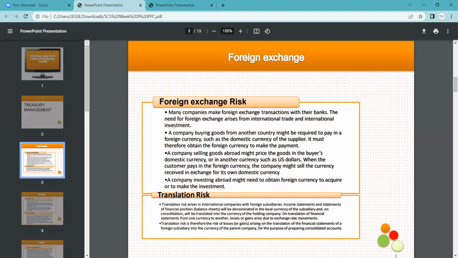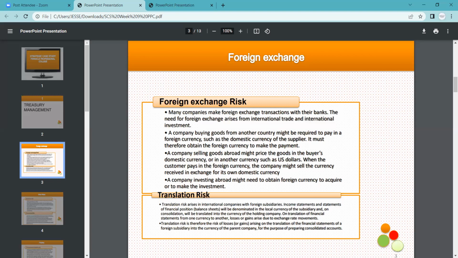When the customer pays in the foreign currency, the company might sell the currency received in exchange for its own domestic currency. A company investing abroad might need to obtain foreign currency to make the investments. Now, we already talked extensively about this, right? So foreign exchange risk, essentially, what is it? As I've explained, you might have an idea of what it is. It's important to get an understanding of it rather than just memorize it.